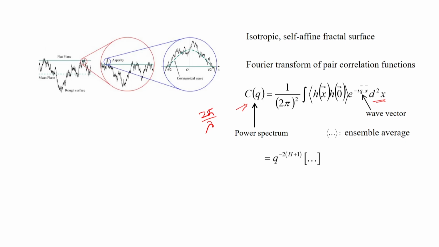This particular term is called the power spectrum C(q), and it so happens that when you plot C(q) as a function of q, you obtain this kind of power law dependence. So, there will be some constant times a power law, written something like q to the power minus (2 times the Hurst exponent plus 1). I told you in the last lecture what this Hurst exponent is.